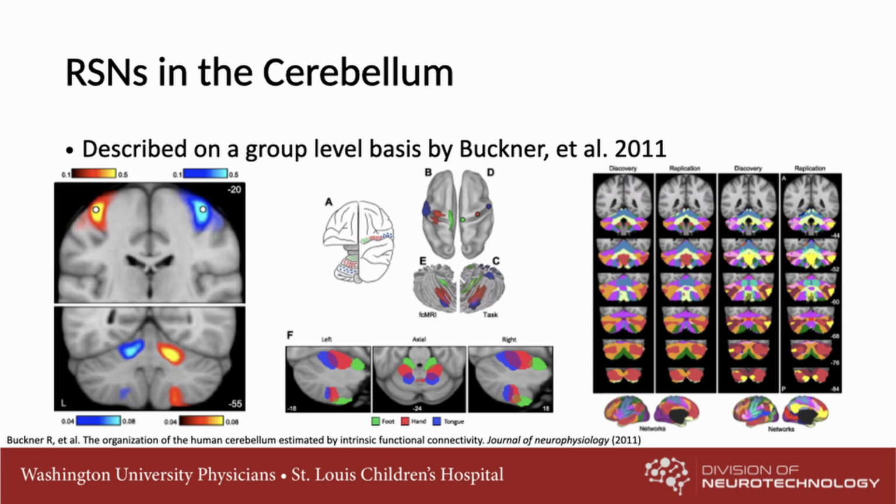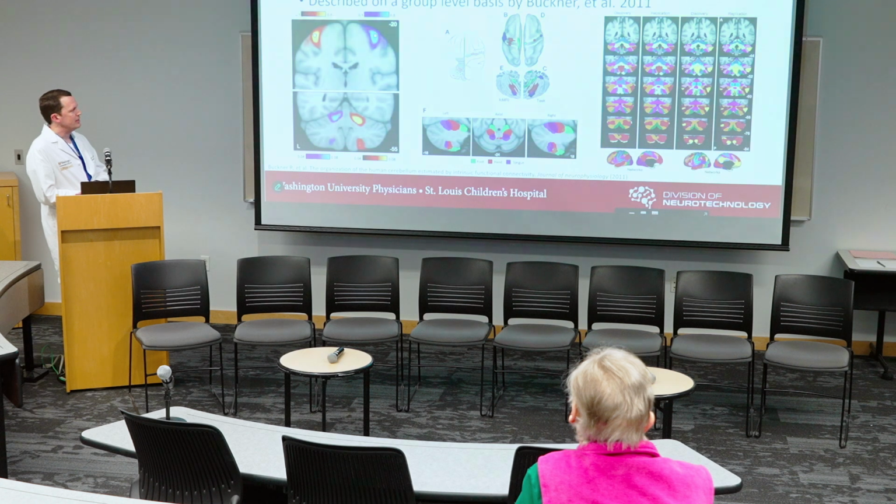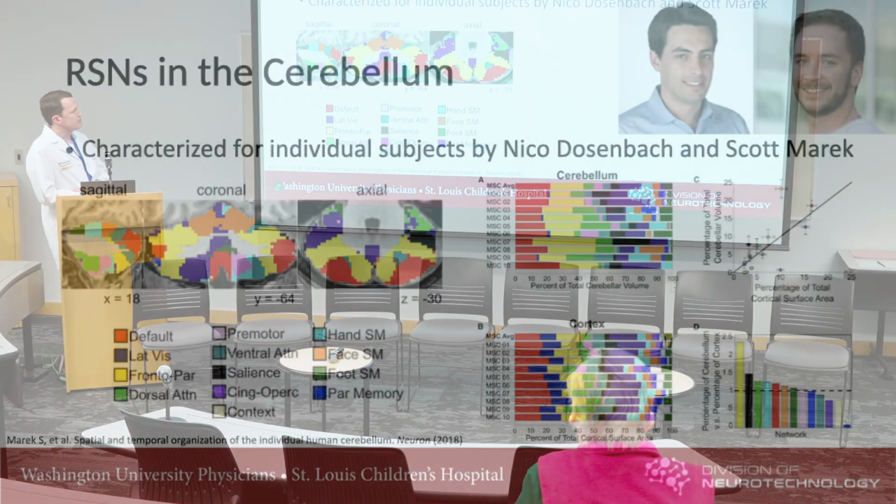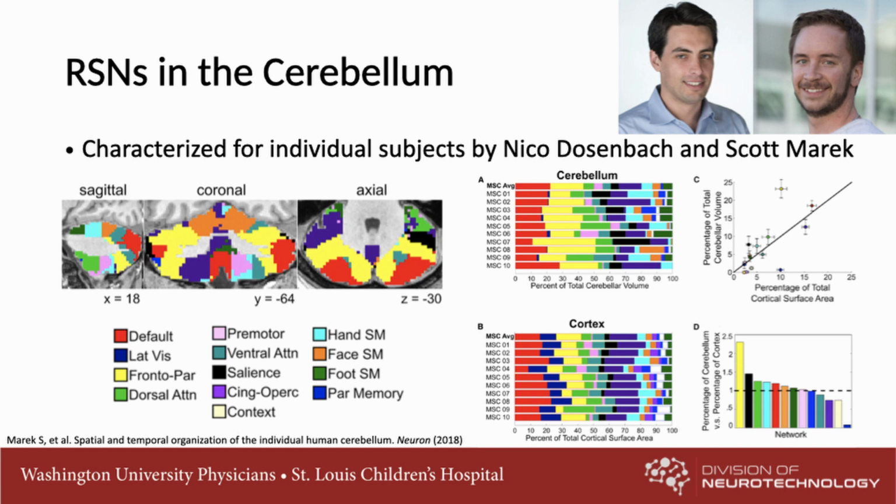This was first described by Randy Buckner, who had previously been at WashU and moved on to MGH. And this is where he defined it in a large group of individuals. Then Scott Marek and Nico Dosenbach took it a step further to say, not in a large group of individuals, but how do I define these networks for a single person? Because when we're treating people with Chiari malformations, I'm not treating a group of 1,000 individuals all at the same time. I'm treating them one at a time.